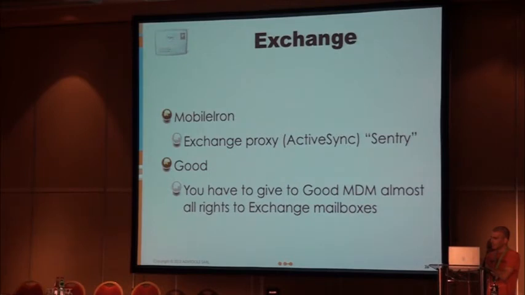Regarding Exchange, as I said, Mobileiron acts as some sort of proxy. They call this Sentry. It's an ActiveSync proxy. What they do is link a device to a user. If I try to access my emails, but not from my device, from another device, it will be refused.